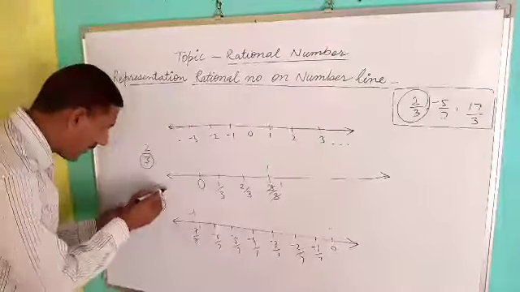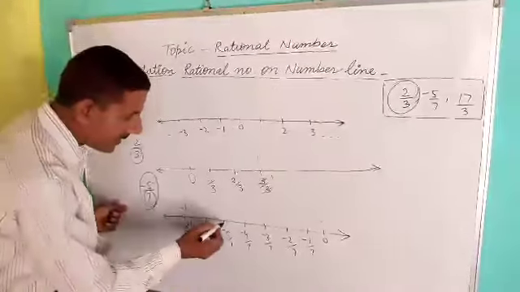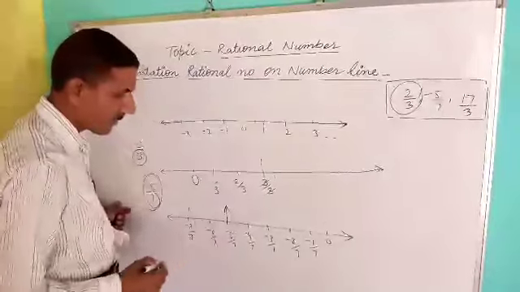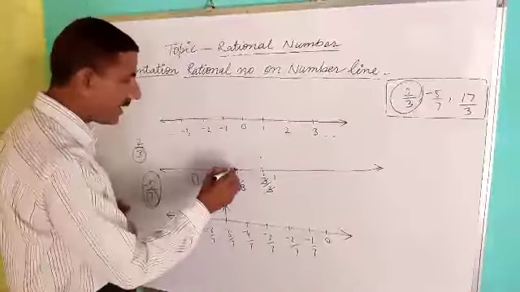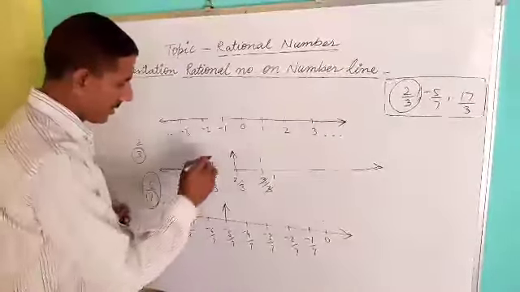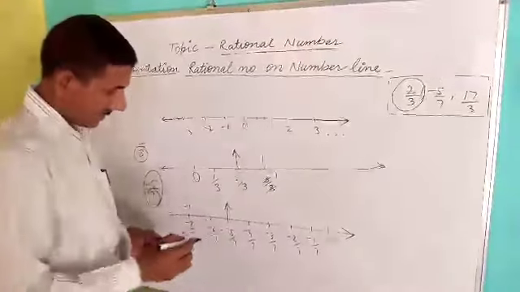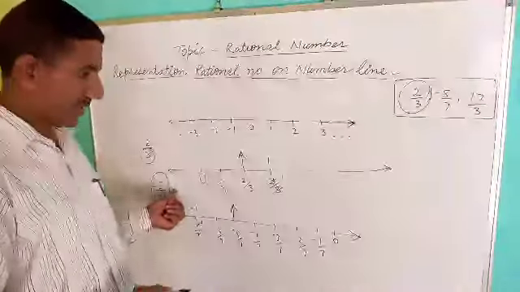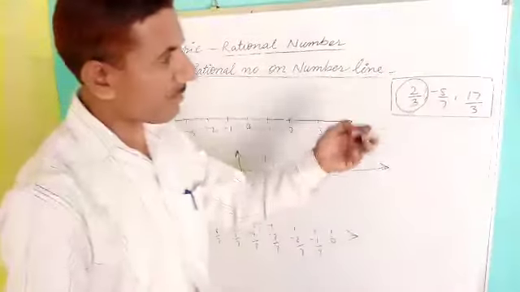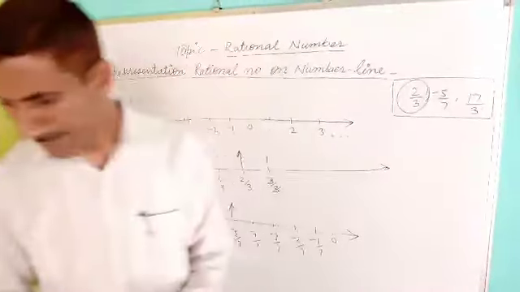Write down -5 upon 7 here, and 2 by 3 is here. So similarly you can draw any more numbers on the number line.